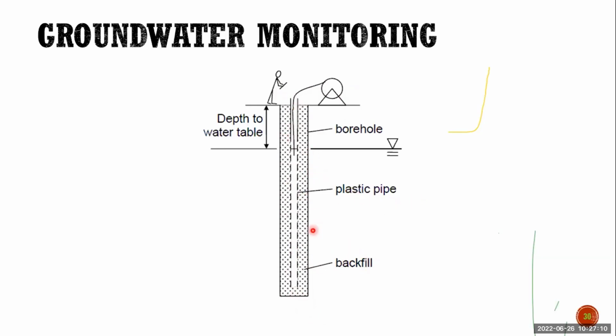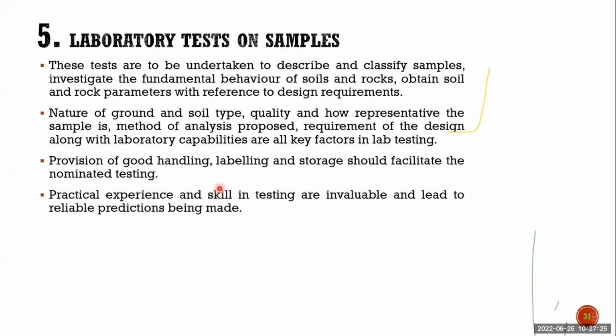So it's a plastic PVC pipe. Then they will cover it on the top with a cap. So whenever they want to know the water level, they'll open the cap, check the water level, and close it again. So that's how we monitor the water level. This is groundwater monitoring.